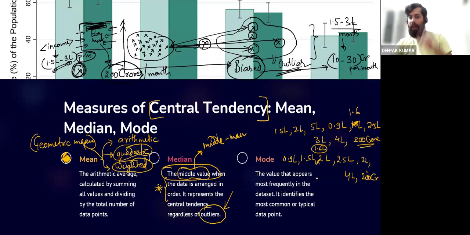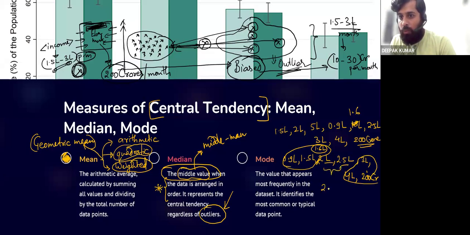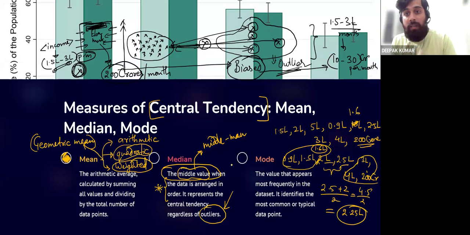So if I now calculate the median, does 200 crore affect my median? See, these are the three numbers, and these are the three numbers, and these are the 1, 2. So I can take the middle value between the two, 2.5 plus 2 divided by 2. So 4.5 by 2, how much? 2.25. So 2.25 lakhs will remain the median, the middle value for the overall income in the society.